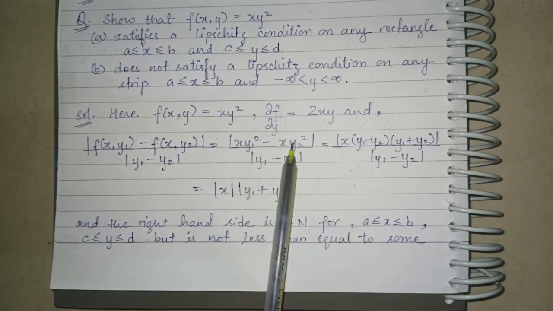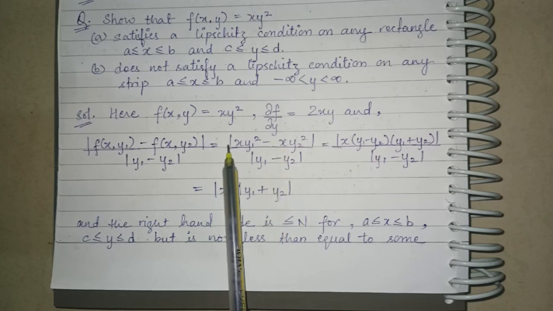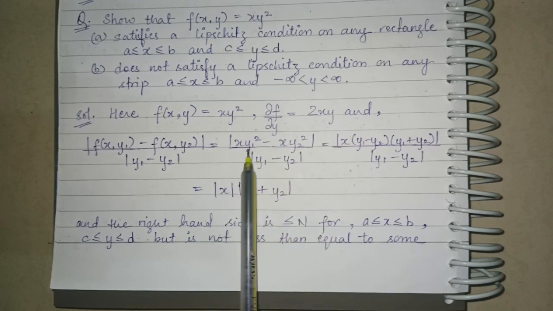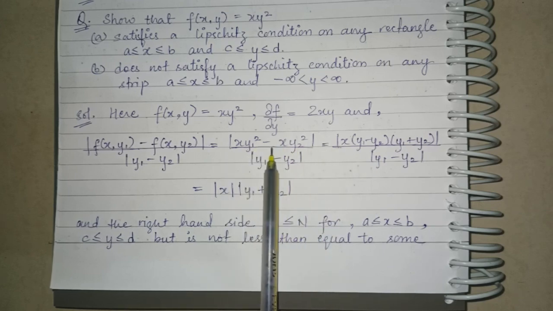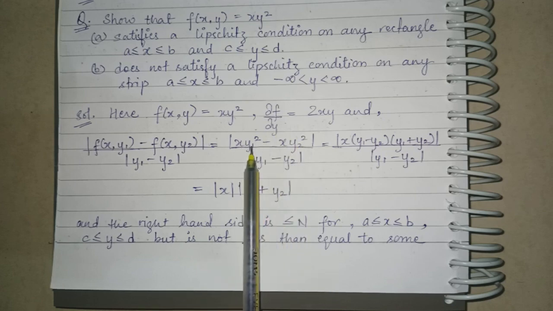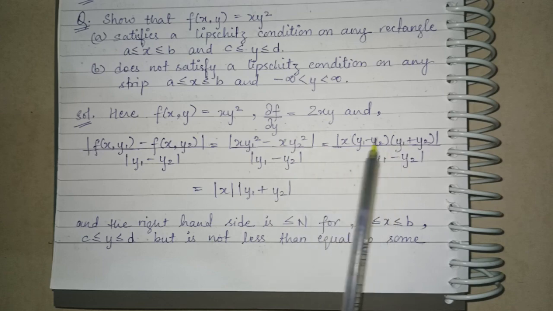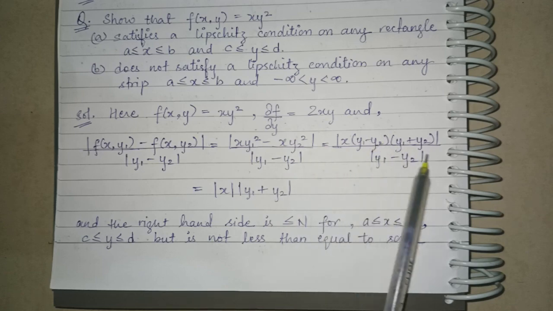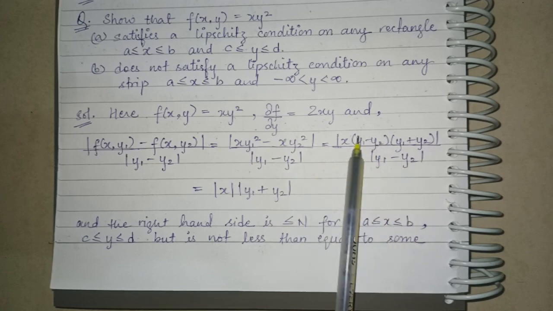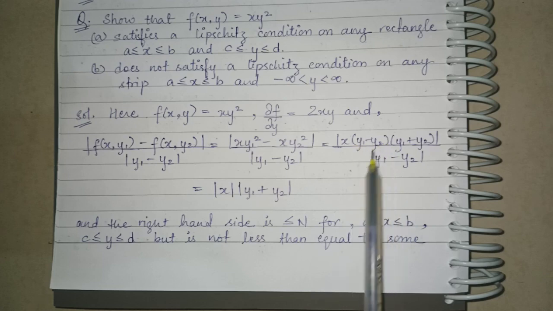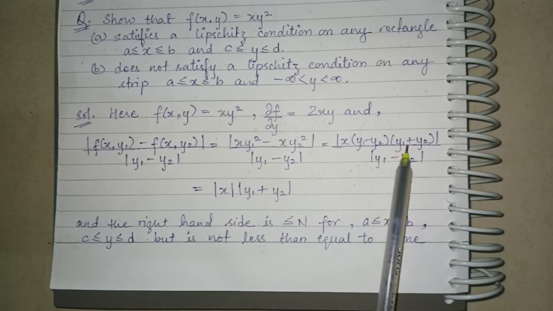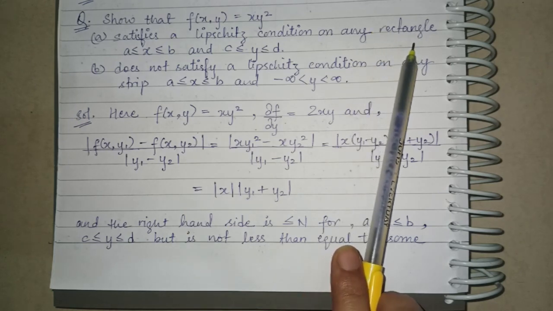Now here you know that x is common in both these terms. We'll take it out, and we're left with y1 squared minus y2 squared, right? So y1 squared minus y2 squared will become (y1 minus y2)(y1 plus y2). Now you can see that these two terms are the same, y1 minus y2 and y1 minus y2. So these terms will get cancelled out, and we are left with only modulus of x and modulus of y1 plus y2.